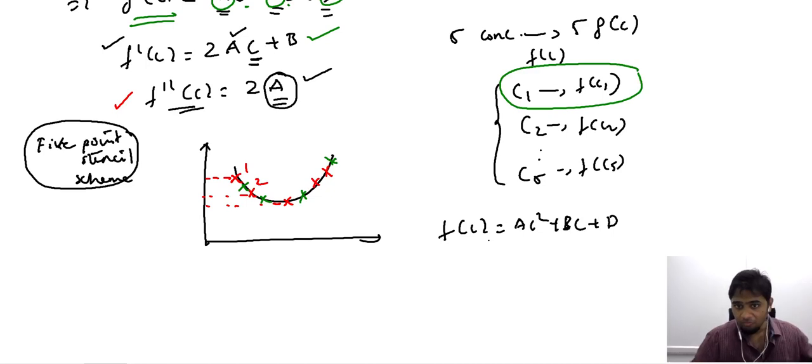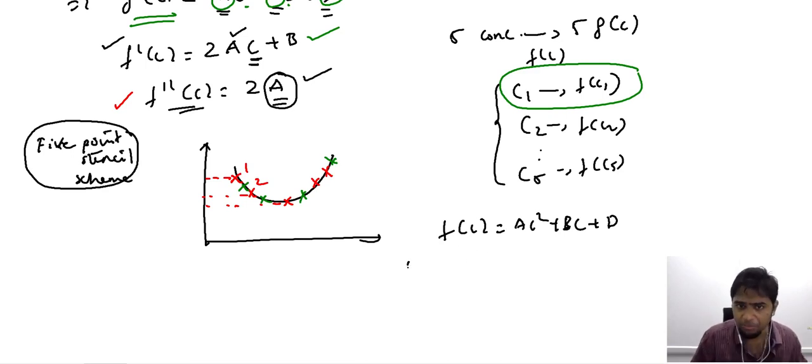now the coefficients A, B, C are known. Now you can substitute any concentration, and then you will be able to get the corresponding free energy. You don't have to exchange any information when you have this function. You are able to gather the free energy for any concentration.